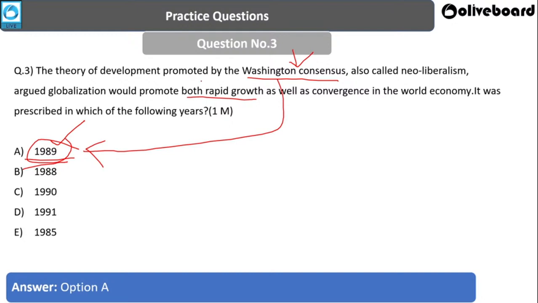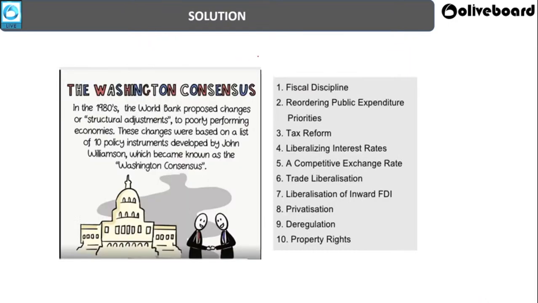And what does this aim to promote? As you can see from the question itself, it called for neoliberalism, where it gave a strong thrust to globalization too. It had two important reasons for going for globalization. One is that it said it is going to promote rapid growth. At the same time, it is also leading to convergence. And what is this convergence? Wherein all the countries of the world will have lesser disparities. Basically, convergence is a point wherein every country is close to each other with respect to economic footing. That is what the Washington Consensus aimed to achieve, right?